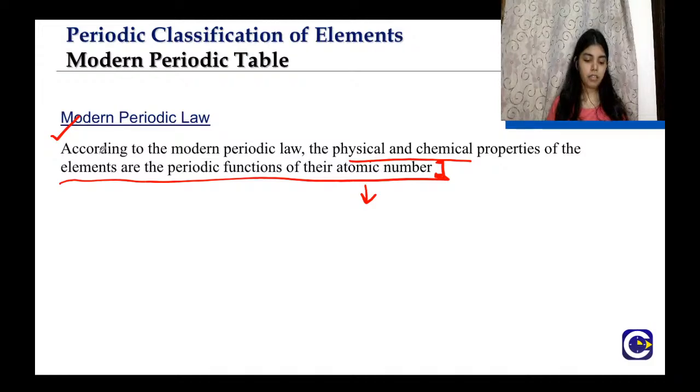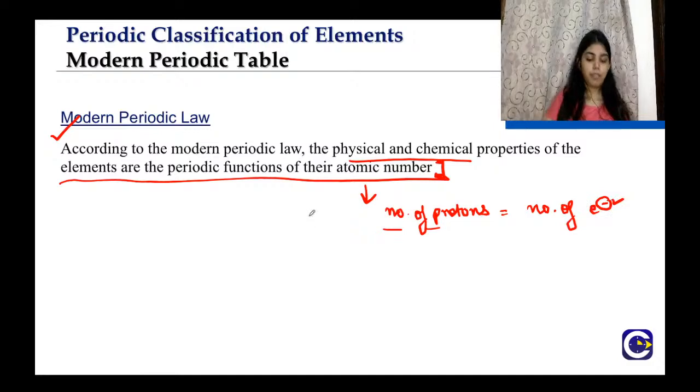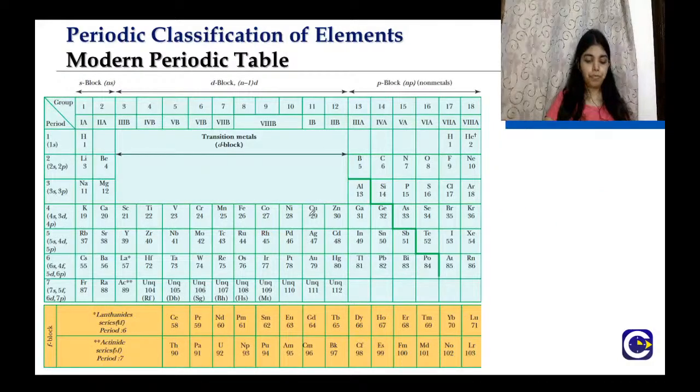Anyone? Number of electrons or number of protons? Very good. So atomic number is basically the number of protons, which in turn is equal to the number of electrons in a neutral atom. Right? Good. So, yeah, Januram, you are also correct. Number of protons in an atom.